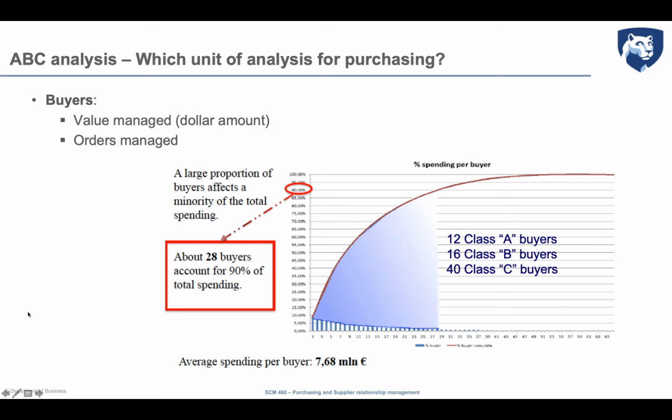Finally, we can also analyze buyers. So we can classify buyers in A, B, C in light of how much value each buyer manages, so in terms of dollars that each buyer manages, but also in terms of orders, so how many orders each buyer manages every year. And in the case of Crown Insurance, we will now go through building and designing some ABC analysis for buyers, for suppliers, and for categories in order to start understanding how the spending of Crown Insurance is characterized.